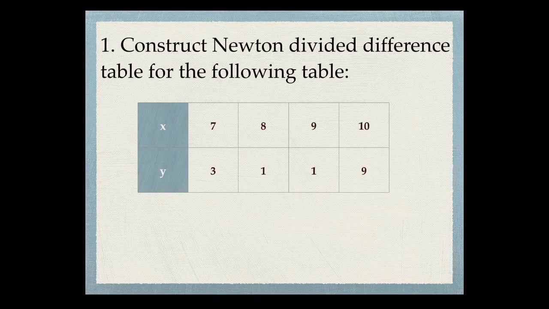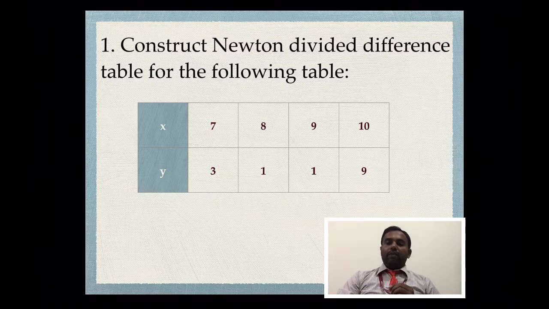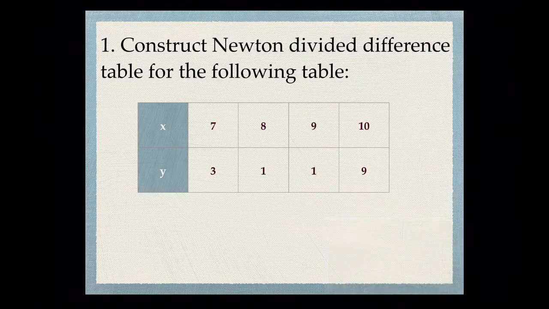So our problem is: construct the Newton divided difference table for the following table. The x values are given by 7, 8, 9, 10 and the corresponding y values are 3, 1, 1, 9. Here we can observe that the interval is equally spaced. I would like to highlight one more important point. The formulas created for equal intervals cannot be applied for unequal intervals, whereas the formulas for unequal intervals, whether Newton divided difference or Lagrange's interpolation, can also be applied to an equal interval data set.